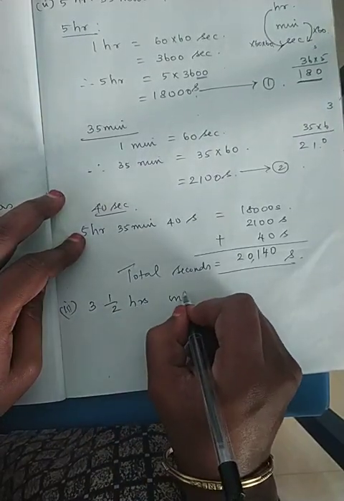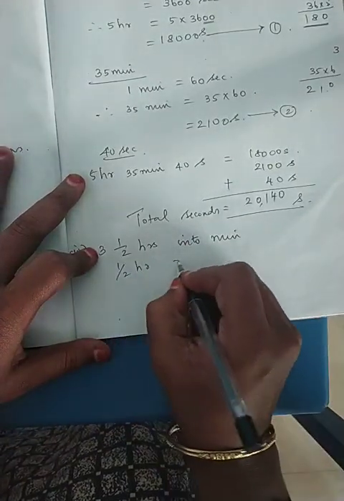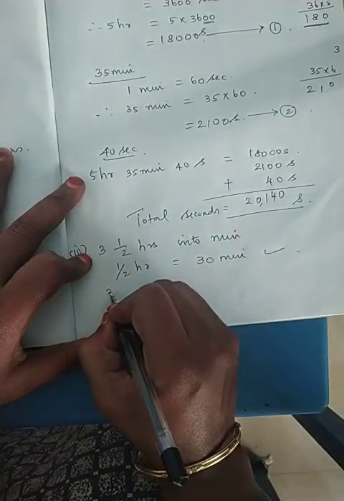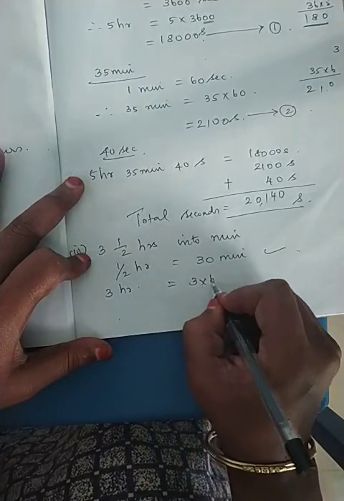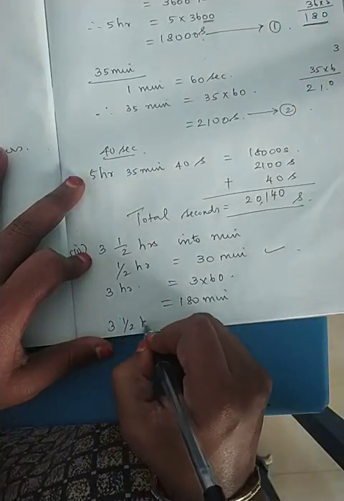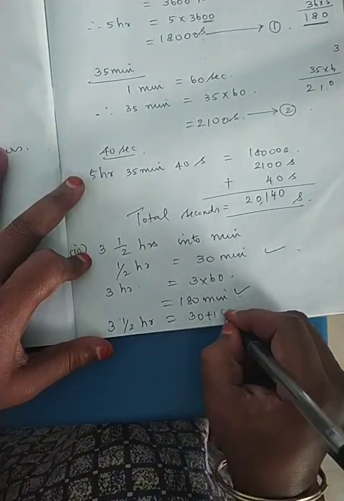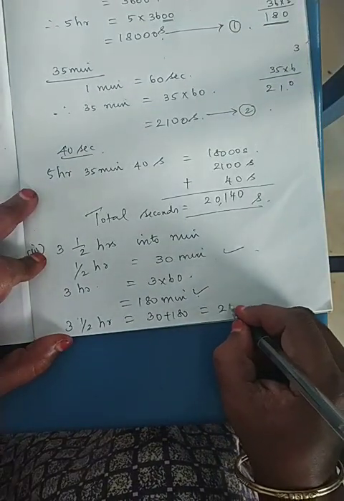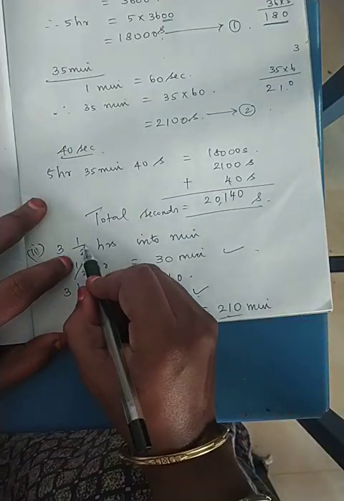3.5 hours into minutes. Okay. Now this half hour means it is 30 minutes. So first one is done. Coming to 3 hours. From hours to minutes, I know I have to multiply by 60. So this is 180 minutes. So 3.5 hours will be equal to, I am going to add this 30 and 180. So 30 plus 180 will become 210 minutes.